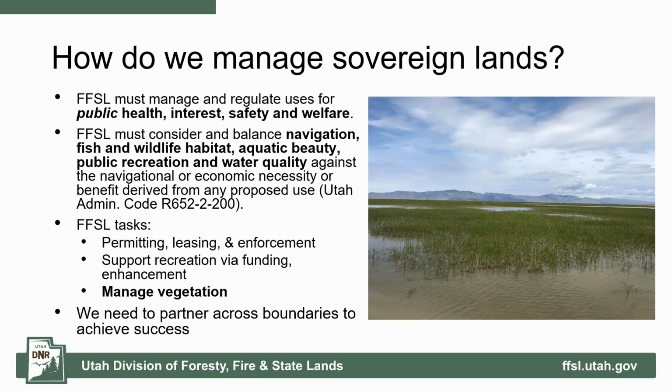And so how do we manage these sovereign lands? We are dictated in state code to manage sovereign land for public health, public interest, public safety, and public welfare. And any proposed use on sovereign lands must be balanced against the public trust values of navigation, fish and wildlife habitat, aquatic beauty, public recreation, and water quality. As our Deputy Director of Lands likes to say, this is as public land gets.